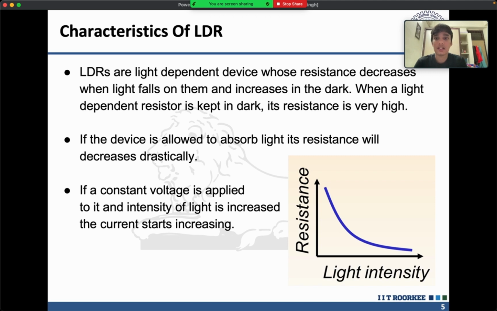Now what are the characteristics of LDR? So LDRs are light dependent devices whose resistance decreases when light falls on them and increases in the dark. So when a light dependent resistor is kept in the dark, its resistance is very high, and when it is allowed to absorb light, its resistance will decrease drastically. And it is shown in the graph too that the resistance versus light intensity graph is hyperbolic in nature, and if a constant voltage is applied and the intensity of light is increased, the current starts increasing.